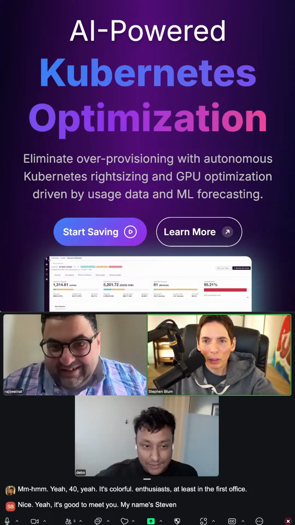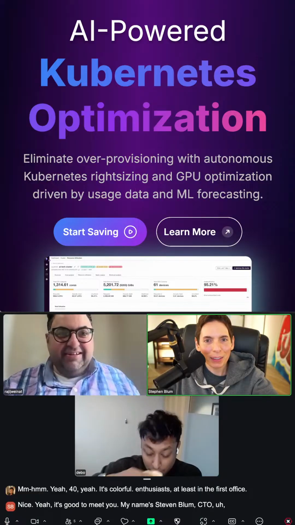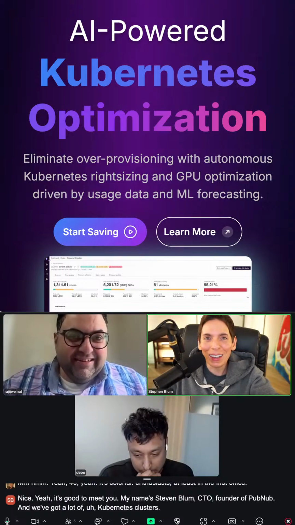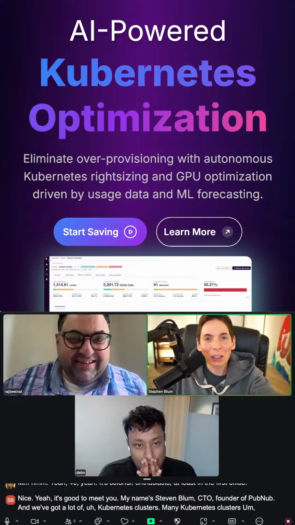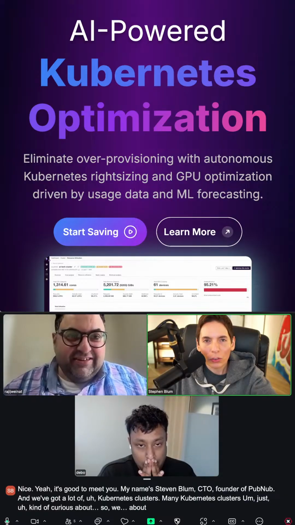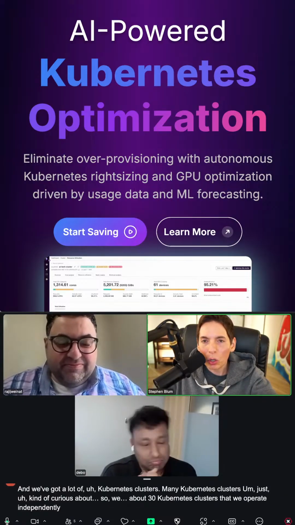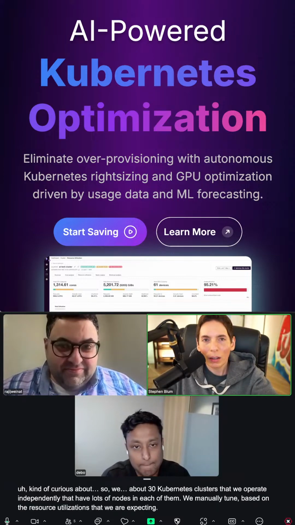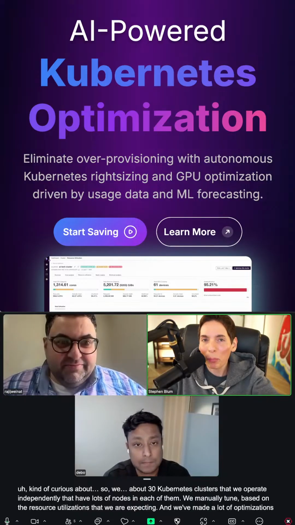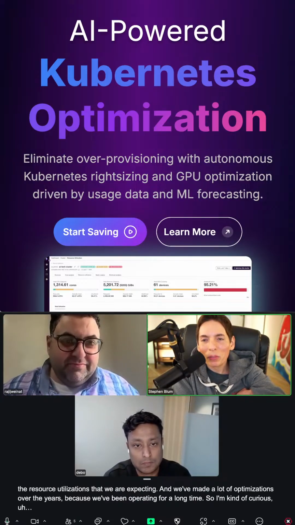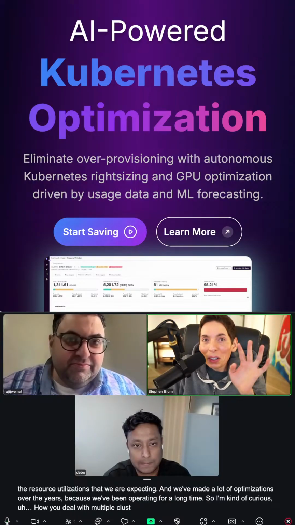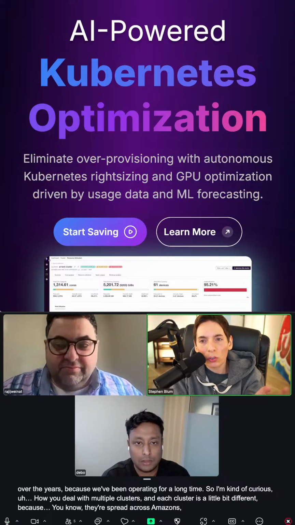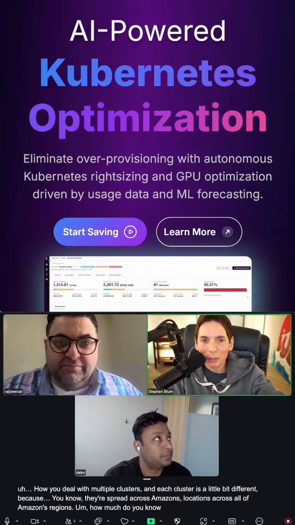My name's Stephen Blum, CTO, founder of PubNub, and we've got a lot of Kubernetes clusters. Many Kubernetes clusters. So we have about 30 Kubernetes clusters that we operate independently, with lots of nodes in each of them. We manually tune based on the resource utilizations that we are expecting. And we've made a lot of optimizations over the years because we've been operating for a long time. So I'm curious how you deal with multiple clusters, and each cluster is a little bit different because they're spread across all of Amazon's regions. How much do you know about PubNub?